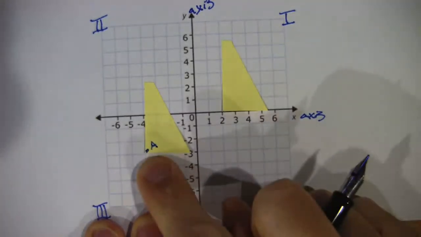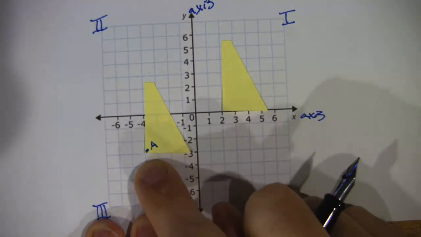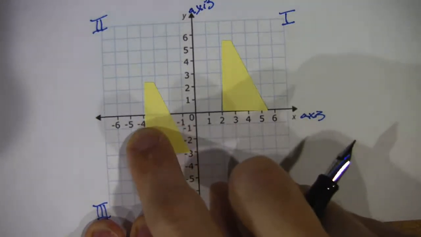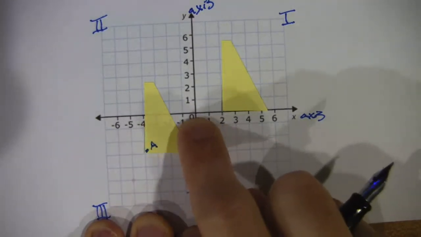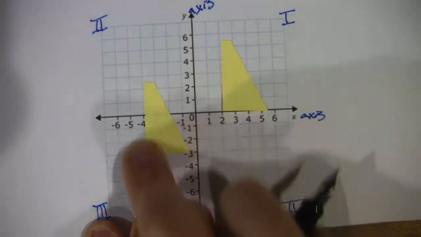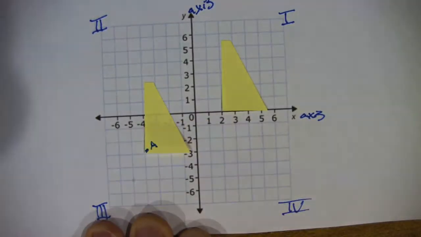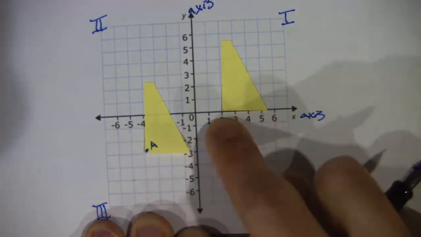This is what we call the pre-image, right? This is where our trapezoid started. So A currently is at the point -4, -3. So we went from the origin, that's what we call this location where the two axes cross. We go left 4 and down 3, and that's where A is currently. So this is called the pre-image, all right? And this is where it ended up.